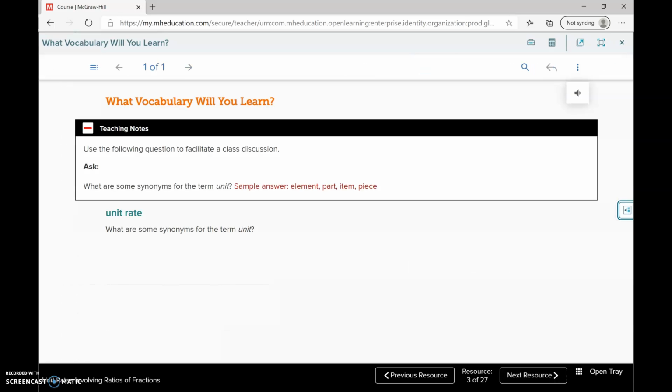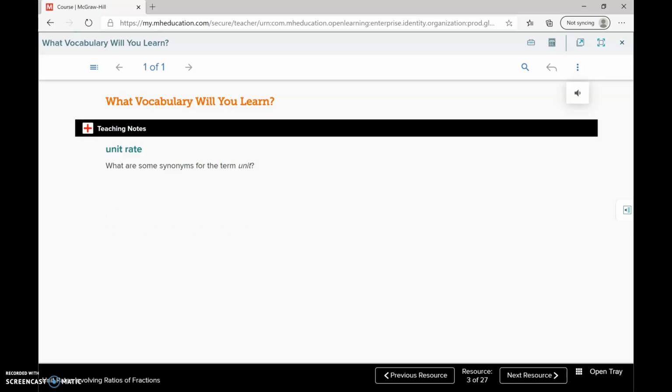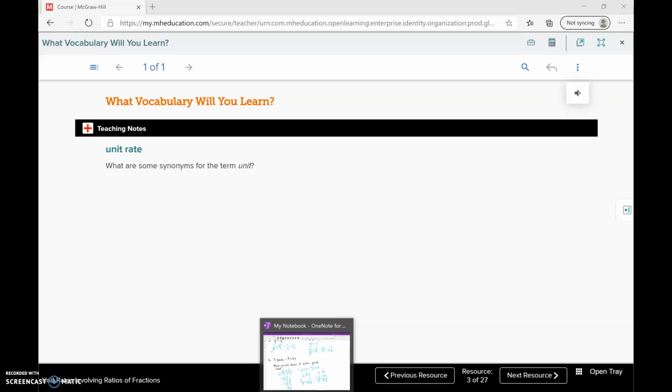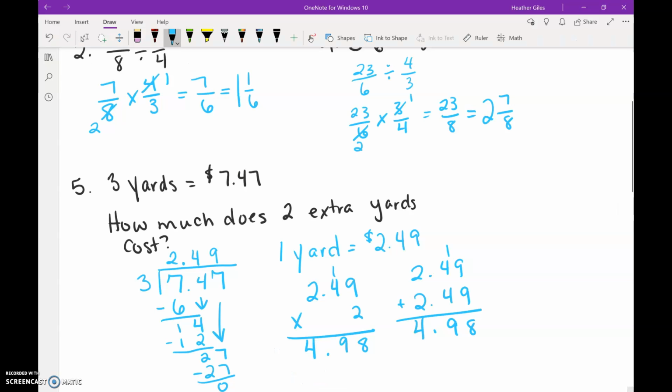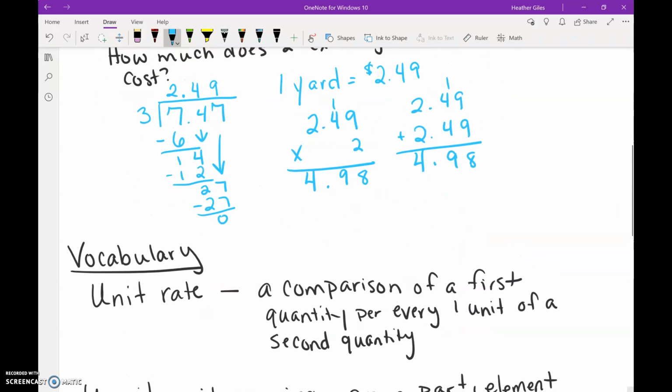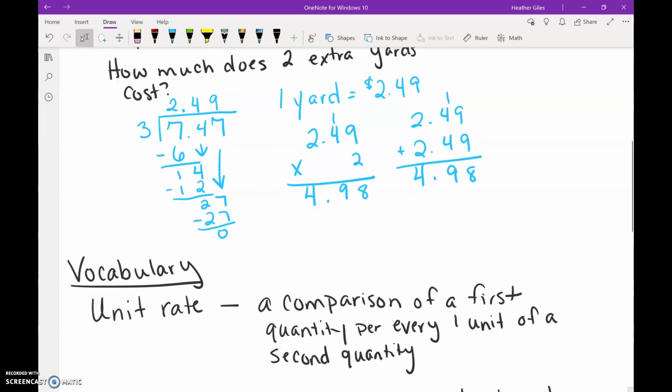What vocabulary will you learn? So, unit rate. What are some synonyms for the term unit rate? Well, let's look at what unit rate is first. A unit rate is a comparison of a first quantity per every 1 unit of a second quantity. This is what we're working with today, unit rates.